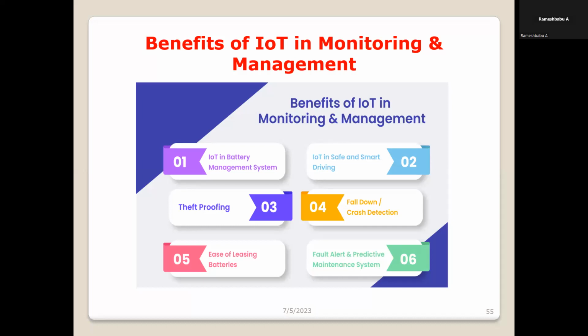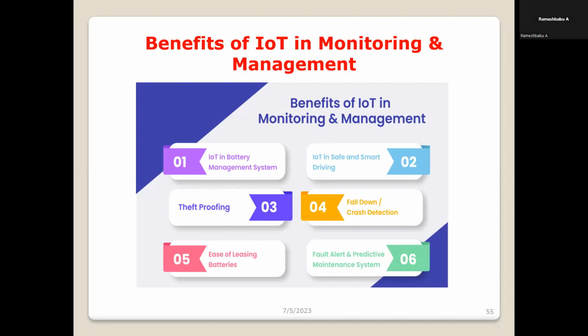And ease of leasing batteries. The performance and the location tracking of batteries is one of the most important features of battery swapping and leasing components. And to track or monitor the batteries, IoT has a major role, because theft or loss of batteries is a major issue. So we can easily lease the batteries.